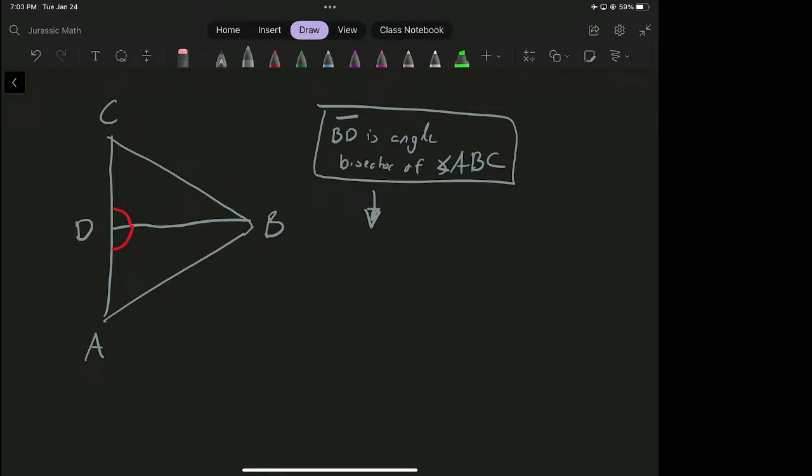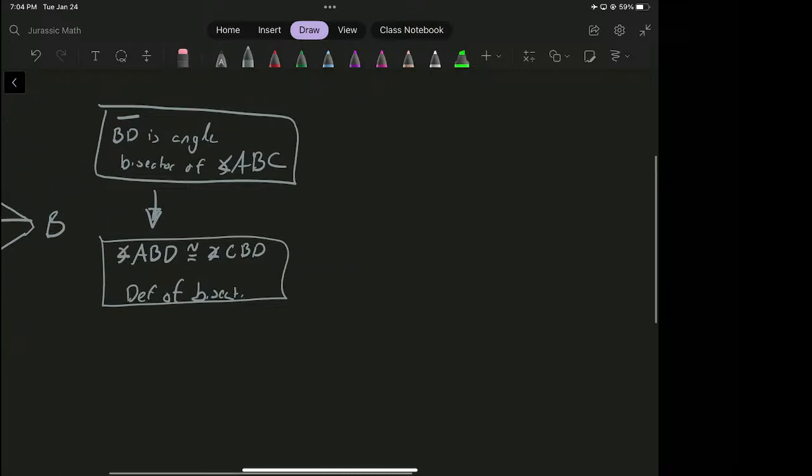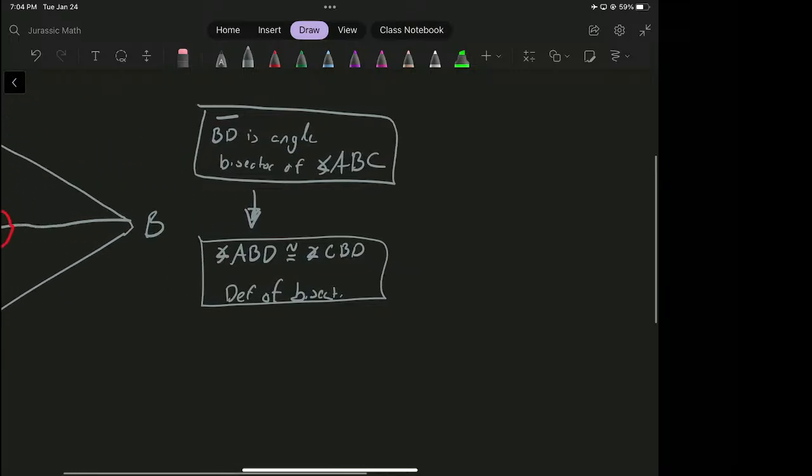well, since it says a bisector, we can say angle ABD is congruent to angle CBD, because definition of bisect. Delta Math has a different thing to say. But as long as you type in the word bisect, it'll be there. Then we just need to have the other 2 boxes.